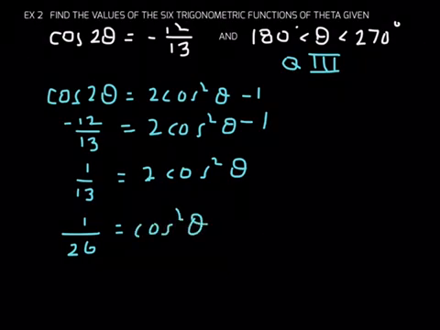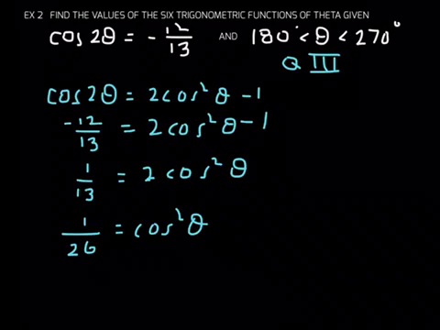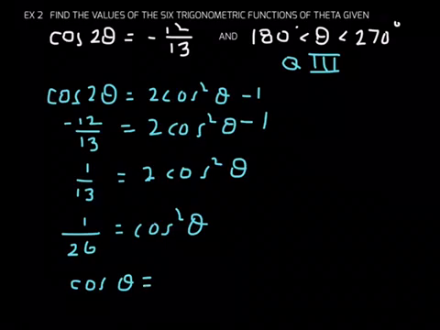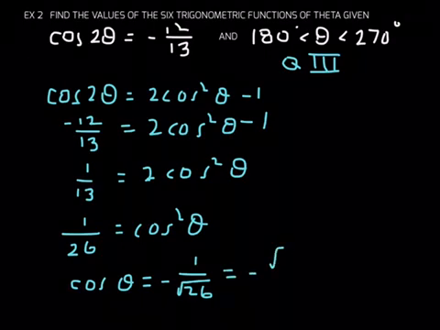Now remember, you're in quadrant number 3. In quadrant 3, cosine is negative. So by taking the square root of both sides and then taking the negative root, you would have 1 over the square root of 26, which is rationalized negative root 26 over 26. That's what cosine of theta is. All right, good job. Now we also need sine of theta.